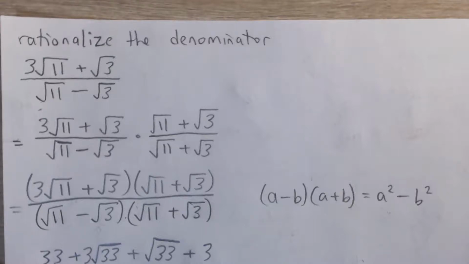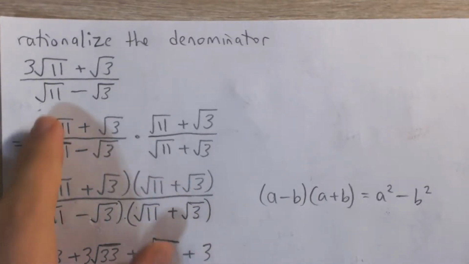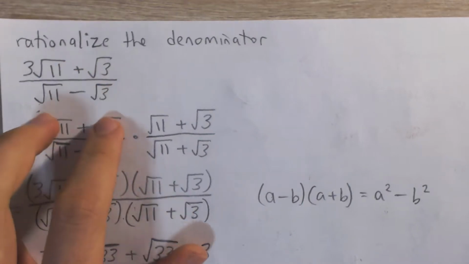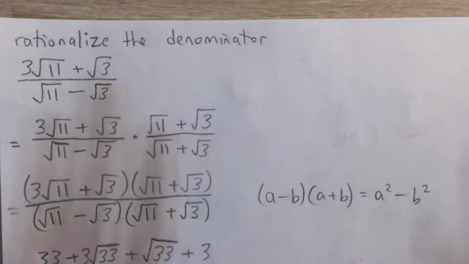Okay, so here we have to rationalize the denominator of this fraction. 3 times root 11 plus root 3 divided by root 11 minus root 3. And first off, rationalize the denominator means we're trying to make the denominator rational. In other words, to get rid of all the square roots.